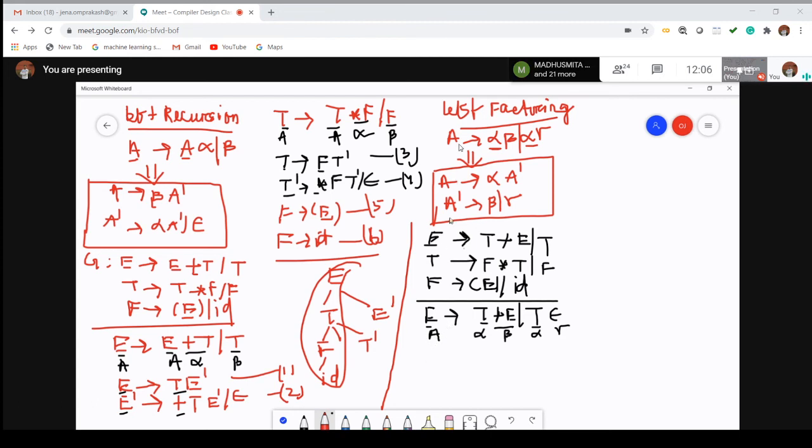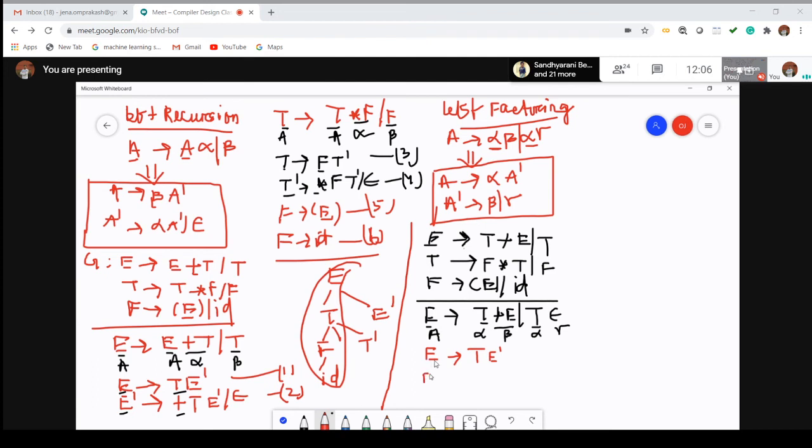The output is nothing but A to alpha A dash. What is the value of A here? It is nothing but E. Okay, so if A is E, then what should the value be? It is called alpha A dash. What is the value of alpha? Alpha value equal to T. Now A dash is nothing but E dash. So the first point is clear: A to alpha A dash.